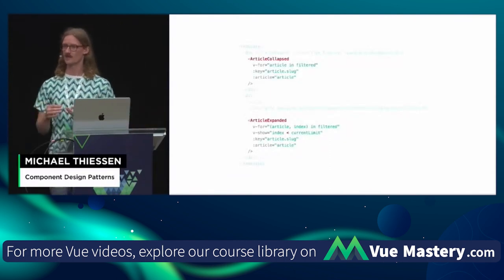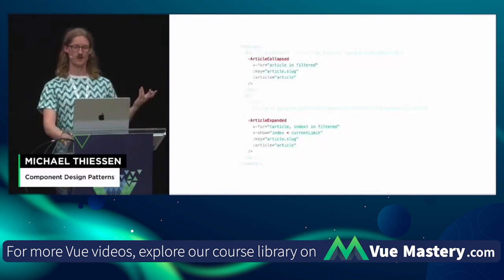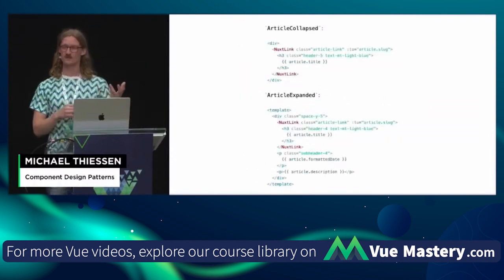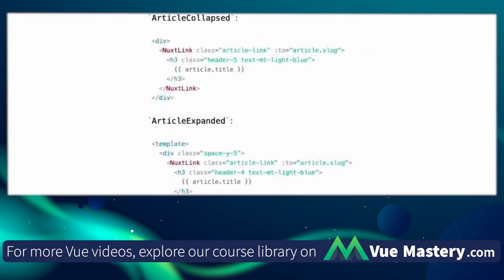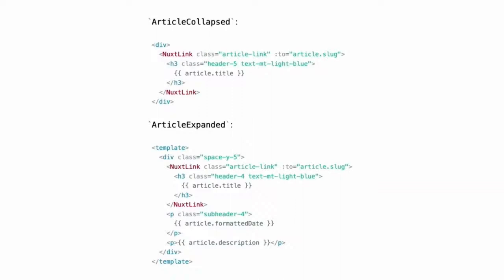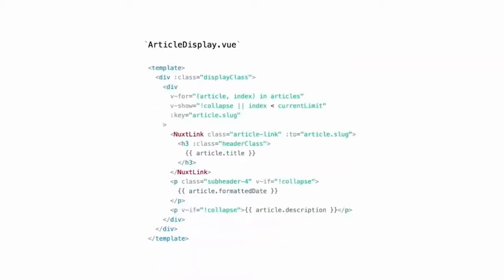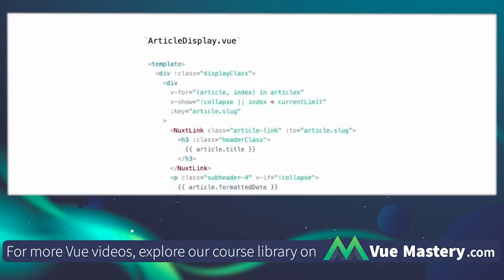So in our instance here, we have the parent component with our collapsed and expanded components, and respectively, they look something like this. We've got a NuxtLink in each one, and the expanded one also has some paragraph tags there. And if we combine it, we might get something like this ArticleDisplay component, where we have taken the code that's similar and shoved it together and made it into one component that's a little bit longer, but not too bad.